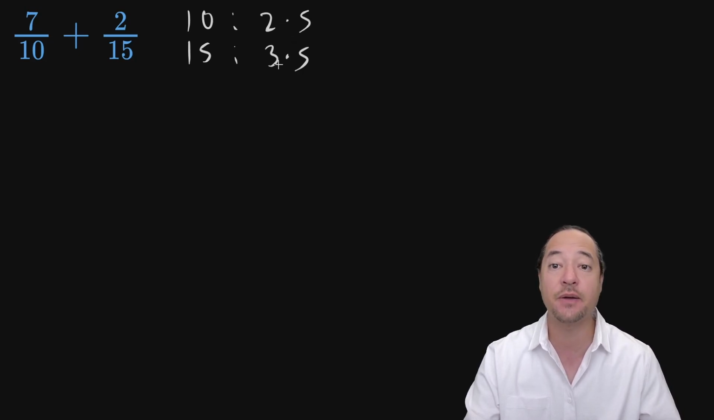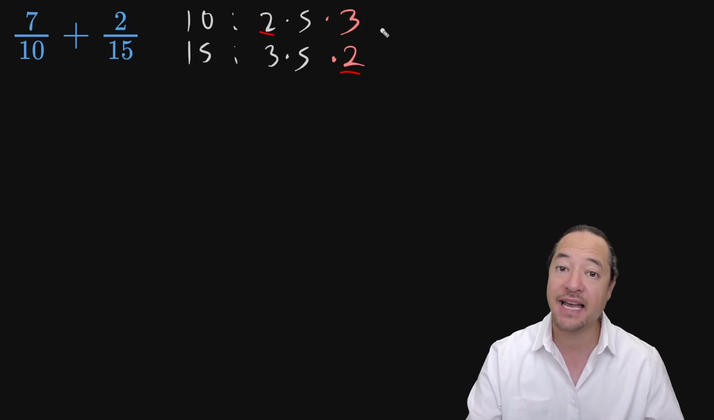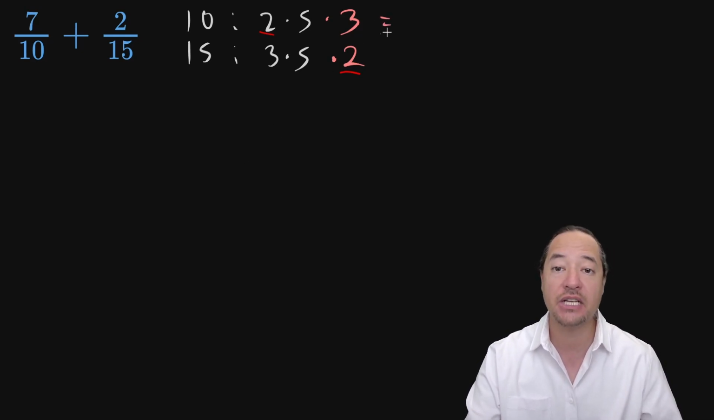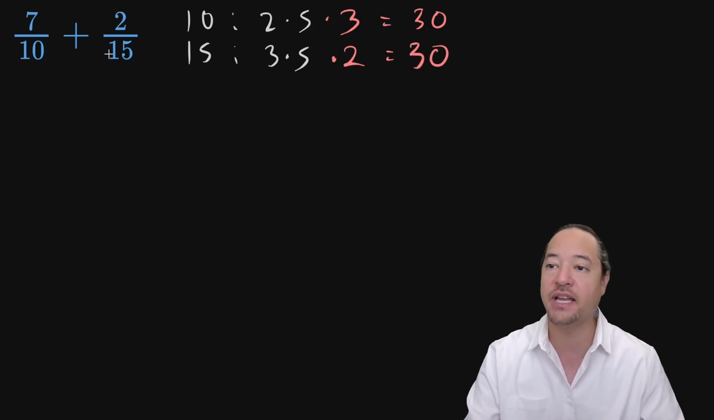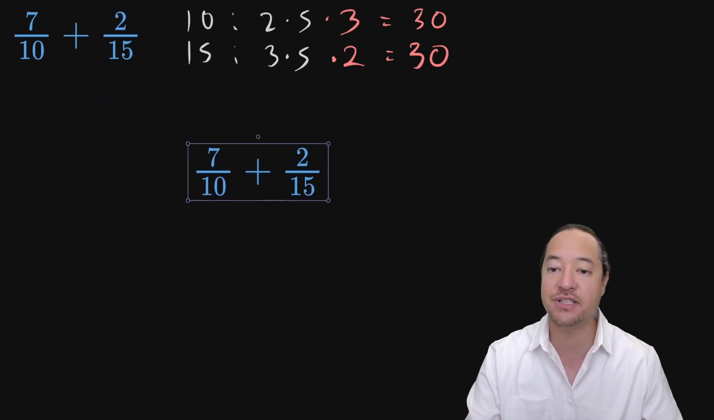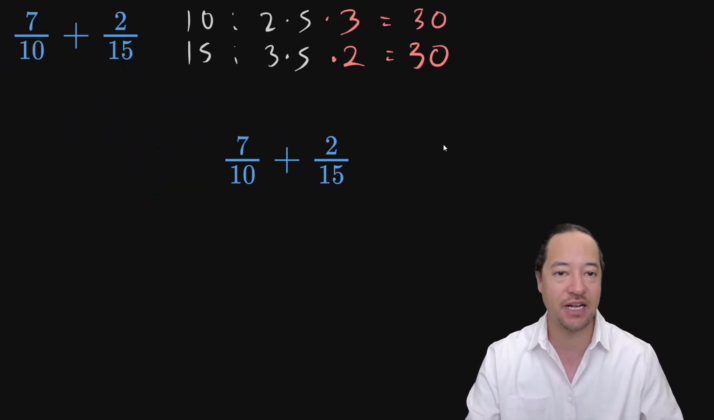Okay, so we can see from the 10, we are missing a factor of 3, and from the 15, we are missing a factor of 2, right? And so that's what we have to add in to make this work. And so if we do that, we're going to get 3 times 10 is 30, 2 times 15 is 30. So our common denominator will be 30. Okay, so let's use that common denominator. This is going to be our least common denominator.